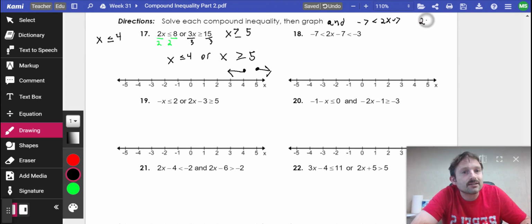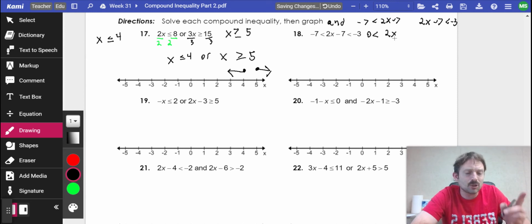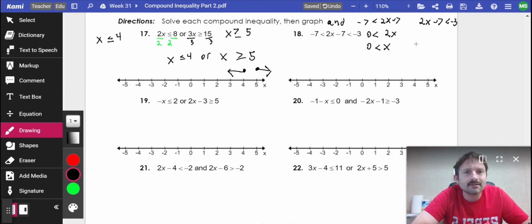So we rewrite this. 2x minus 7 is less than or equal to 3. If I add 7 on both sides, I'm going to get 0 is less than 2x. And then if I divide by 2 on both sides, I'm going to get 0 is less than x. So I know that it's going to go this way.